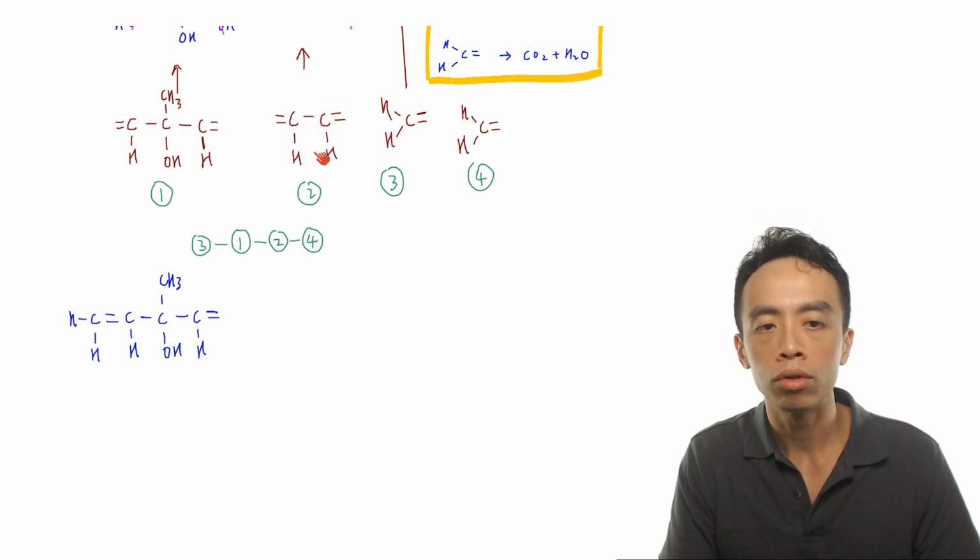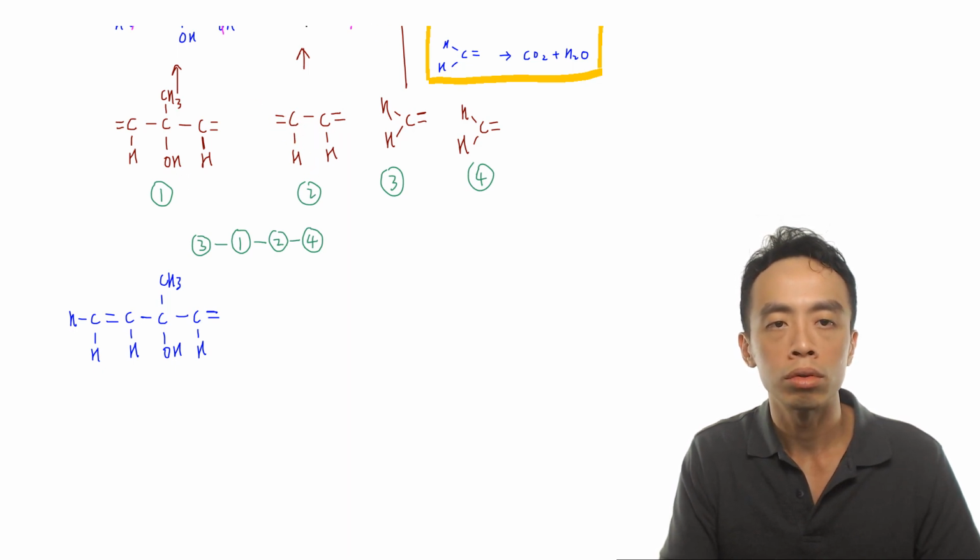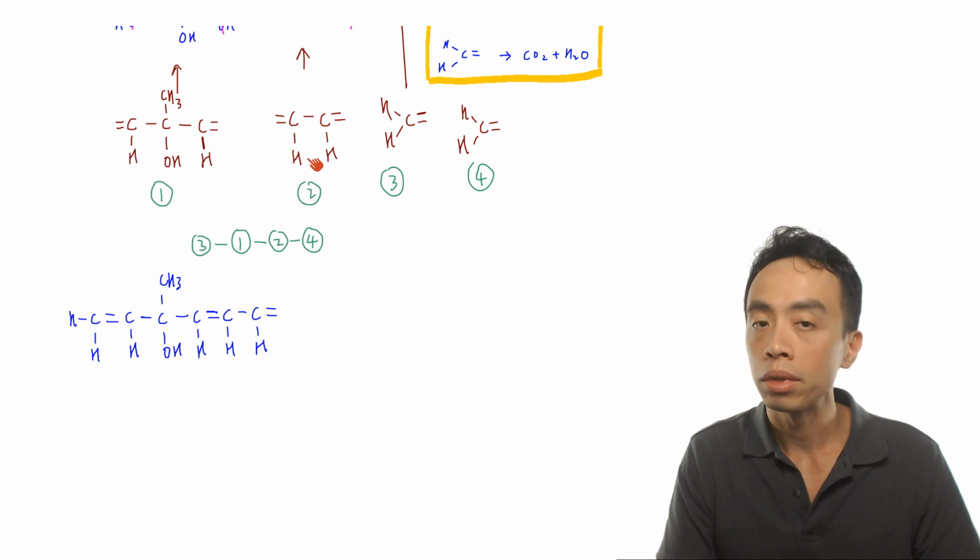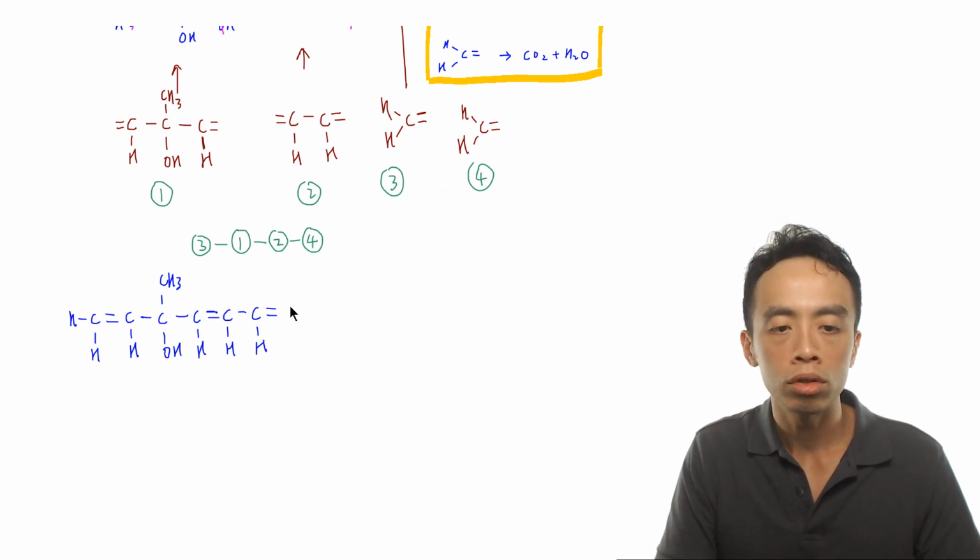Then I want to move on to number 2, double bond CH. So this will be a CH bonded to another CH, double bond. So I'm done with fragment number 2. Finally, I can move on to fragment number 4. This will be a CH2.